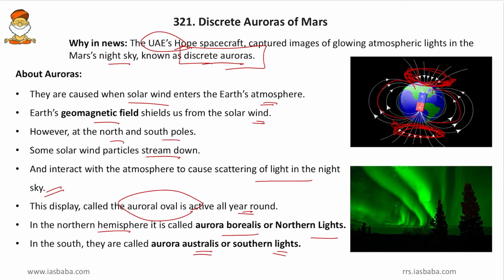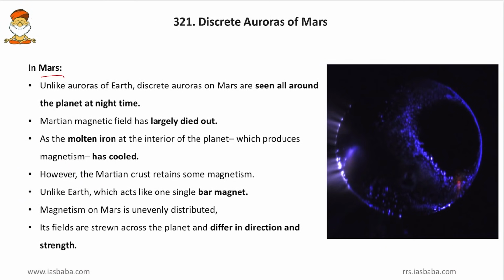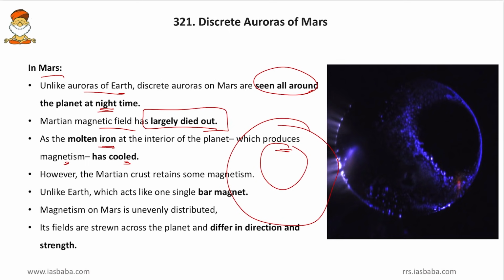Now friends, how is this different from Mars's aurora? On Mars, unlike auroras of the Earth, discrete auroras are seen all around the planet at night time. So not only at the poles, but all around the planet, these auroras are formed. Why? Because the Martian magnetic field has largely died out. Unlike the geomagnetic field, Mars doesn't have a well-defined magnetic field. This is because the molten iron in the interior of the planet, which produces the magnetism, has cooled. We know that on the Earth, the friction between the core and mantle creates magnetism. But if this has dried out, then the magnetism will dry out automatically. On Mars, this is what has happened.